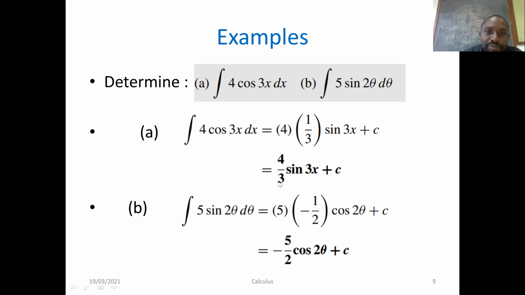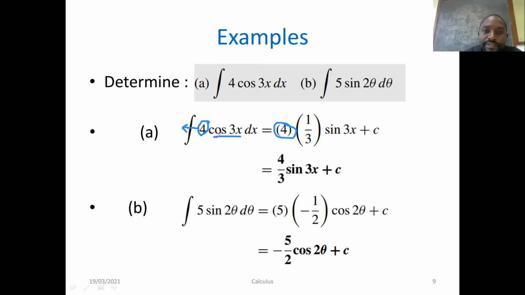In the first example, which is 4 cos 3x dx, you will notice that you have a constant here, which is basically a coefficient of cos 3x dx. This one can be taken out of the integral sign. Then you integrate the cos 3x dx. And when you take the 4 outside the integral sign, this is what you have here.